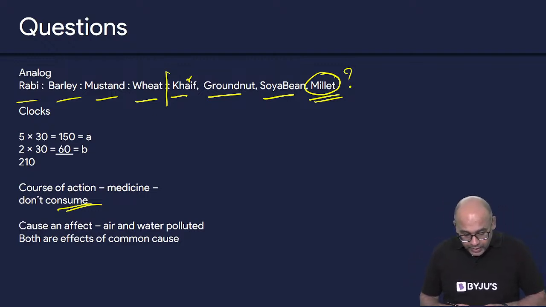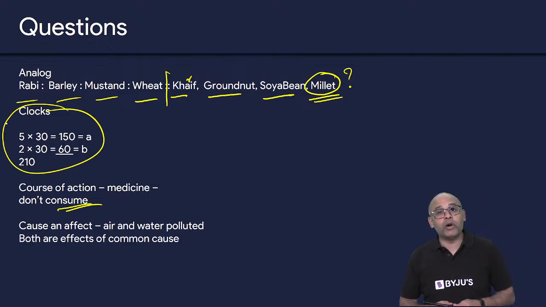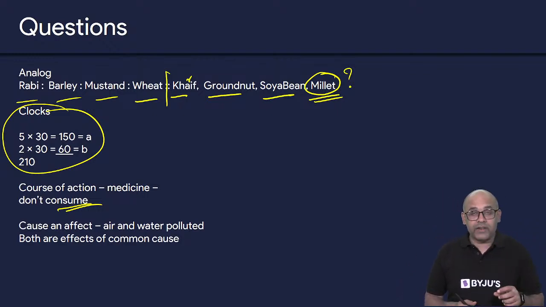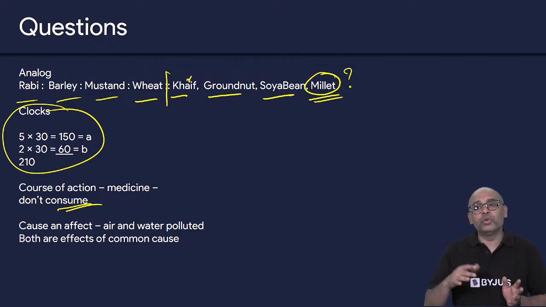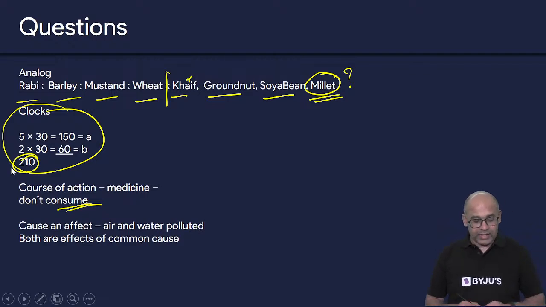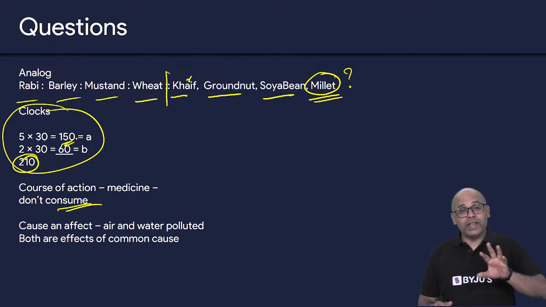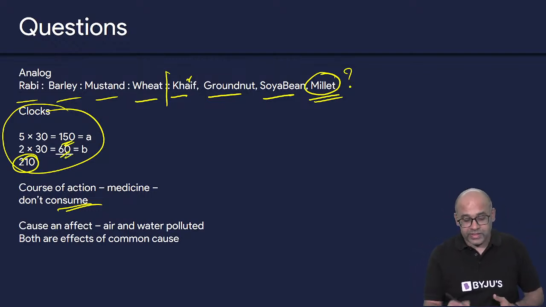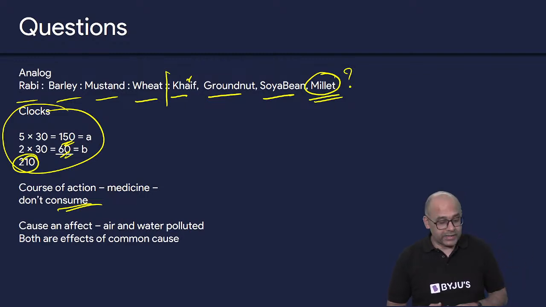Then the next question was about clocks. There's a question which talked about the angle moved by the hour hand from 7 to 12 as A, and then from 2 to 4 as B. What is the value of A plus B? That answer was 210. Basically, in 5 hours it moves 150 degrees, and in another 2 hours it moves 60 degrees. So 150 plus 60 is 210. Again, very simple. A few seconds and you'll get your answer.